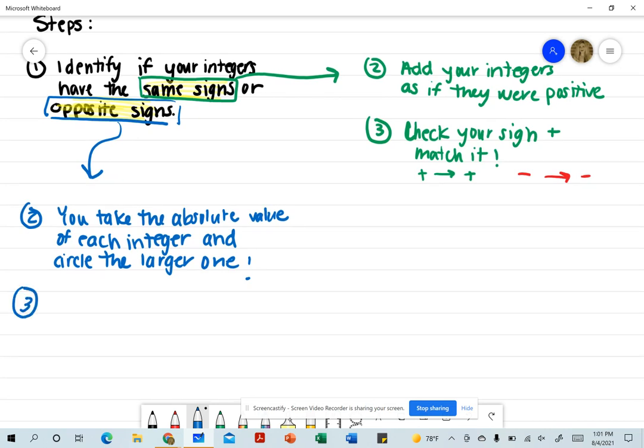Step 3, you then subtract. Now, the biggest mistake students make is they just subtract like free willy. We always subtract our smaller from our bigger value. So this bigger value is going to be the one you circled. That always goes on top, because we are going to subtract as if they're positive.